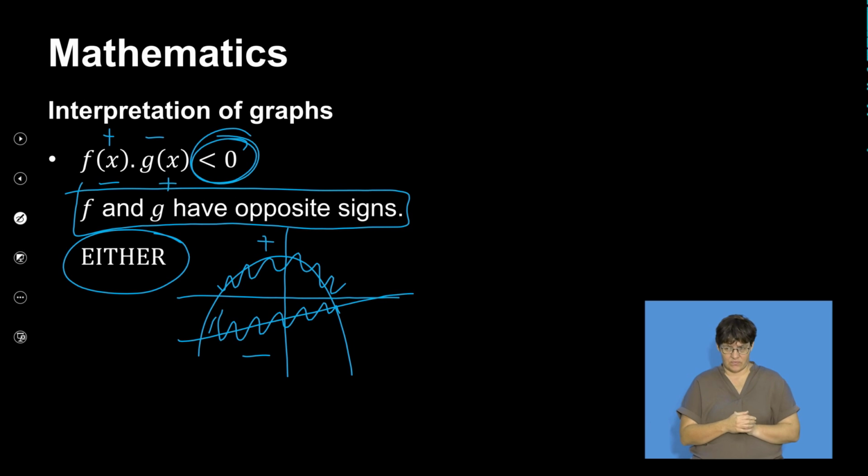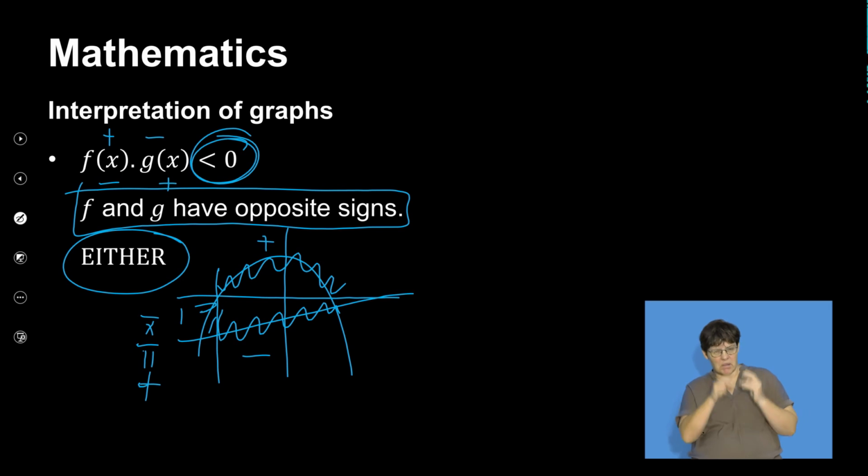But if you look at just below the x-axis here, you can see that the graph of the parabola is negative, and the graph of the straight line is also negative. So if I multiply these, I will definitely get a positive. So this will not be true. So those are just the things that you need to look at.